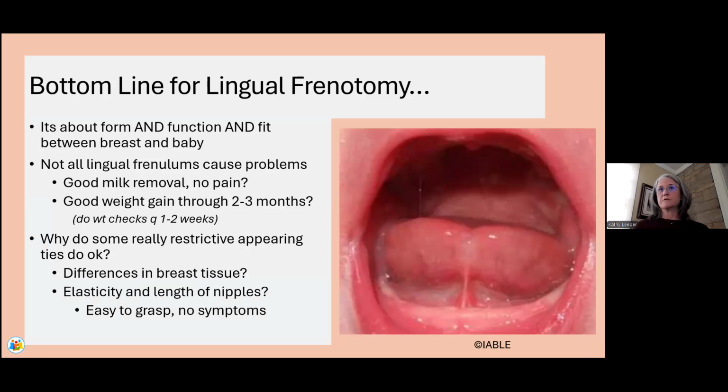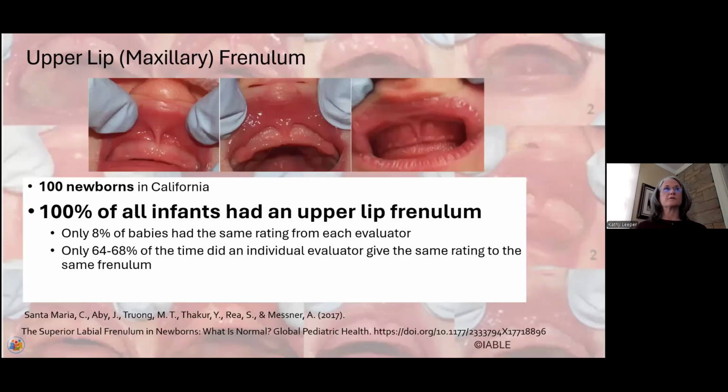Why do some really restrictive looking frenulums appear to do okay? We think it probably has to do with differences in nipple size and shape, different breast tissue elasticity. Some breasts are easier to grasp and move around than others. It's a two-person dance. What about those lip frenulums?